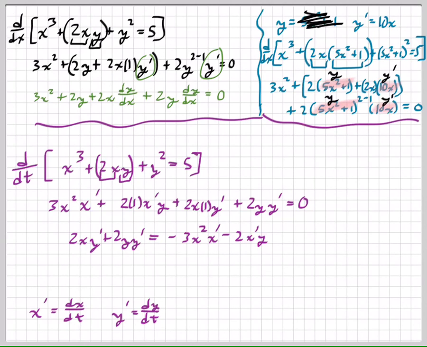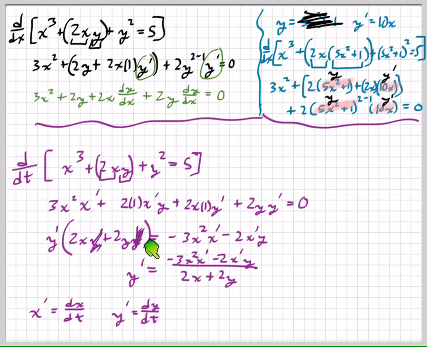Now, how am I going to get that y prime alone? Talk to your neighbors. All right, so we factor out the y prime. I'm going to take out these y primes and put them on the outside. Now y prime is multiplying all this, so to get y prime alone, we just must divide. Y prime equals negative 3x squared x prime minus 2x prime y, divided by 2x plus 2y, and that's it. So this is what we got.